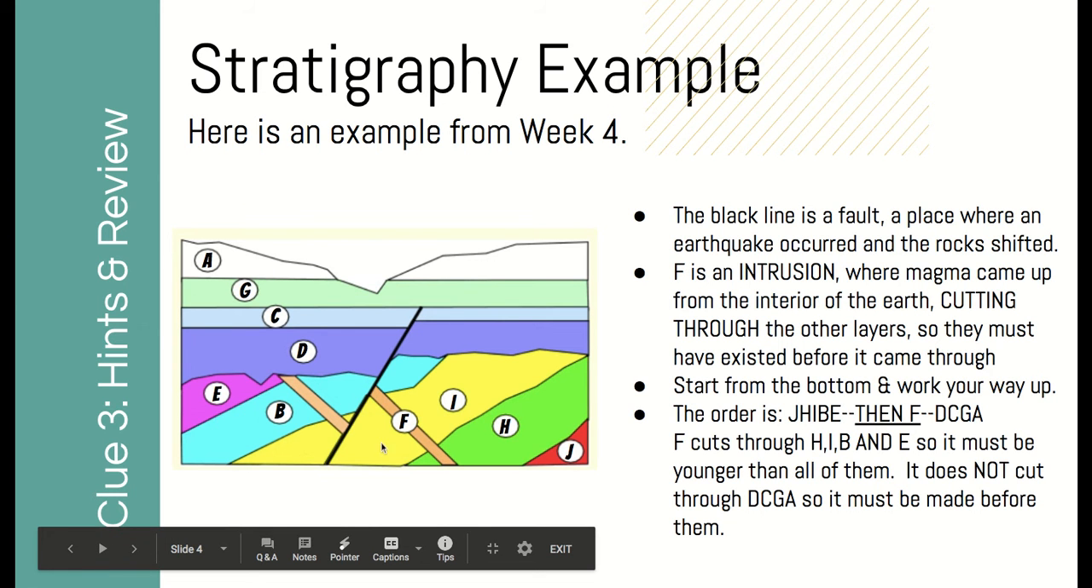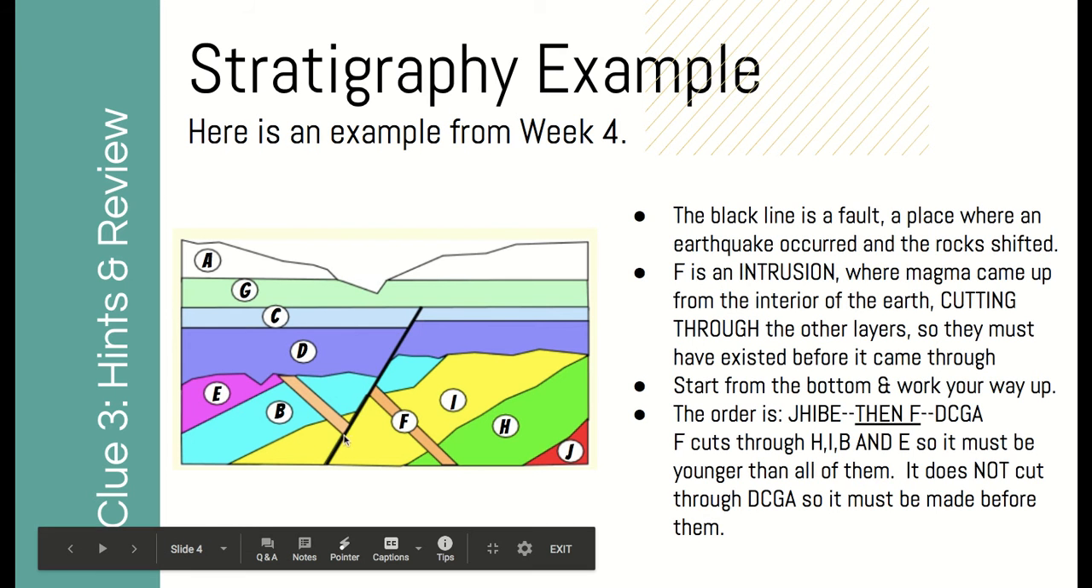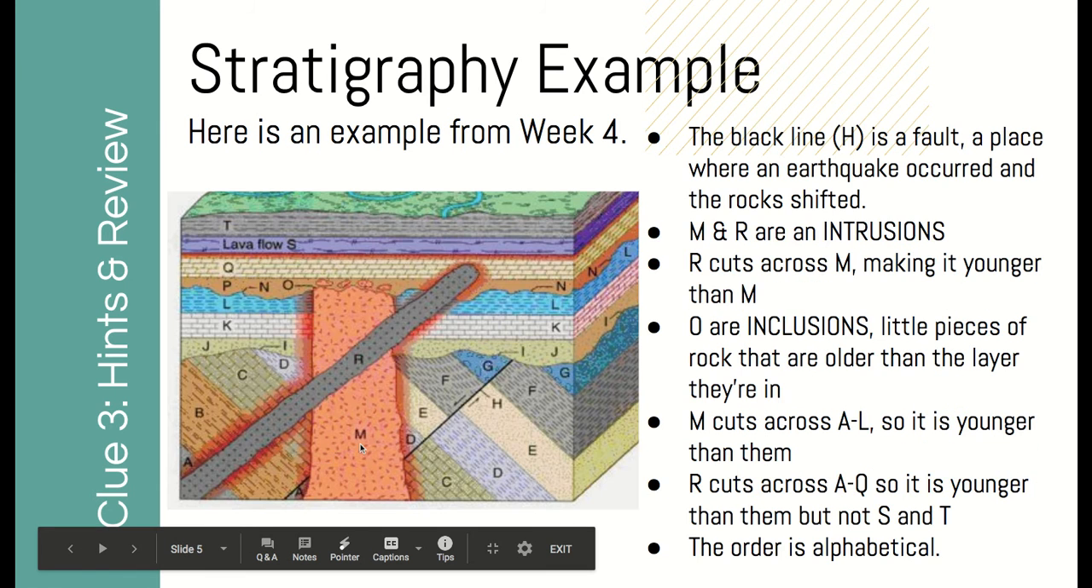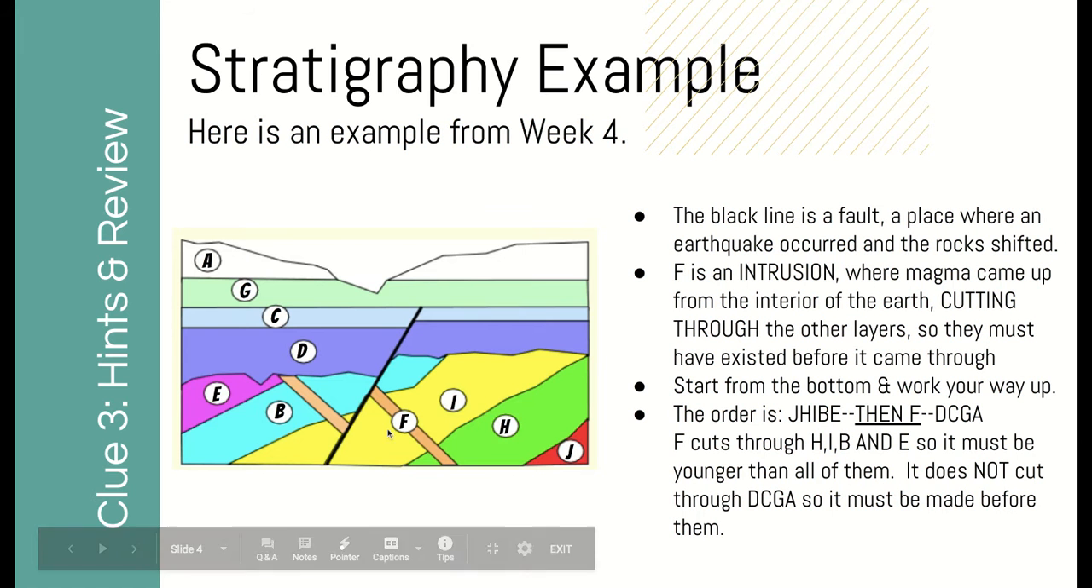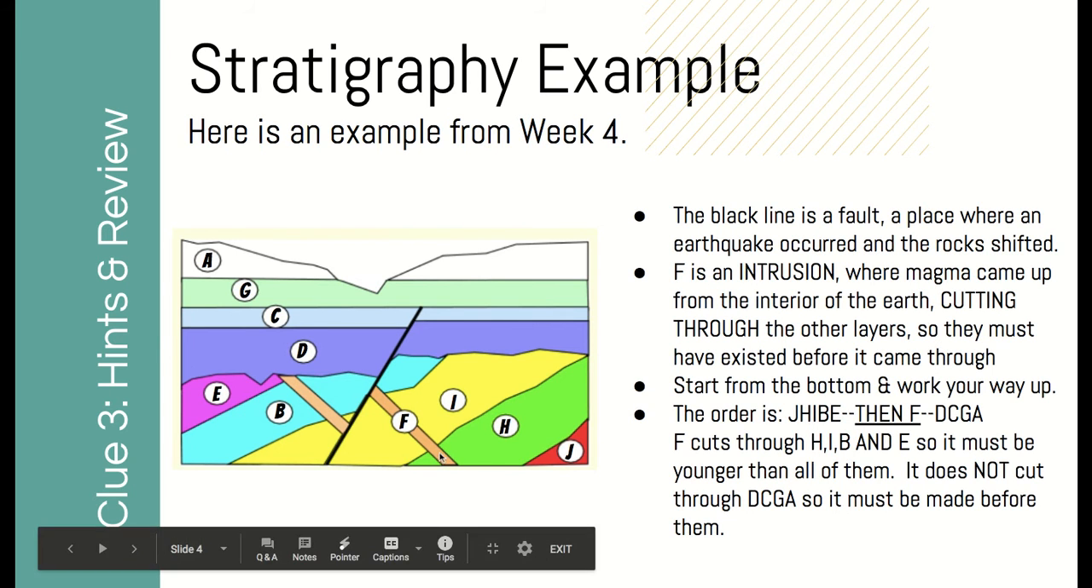Same thing, this yellow layer also used to be one giant layer, but the fault occurred after it, and so therefore it is now a little bit shifted around. So F is an intrusion where that magma rose up and eroded or dissolved the layers of rock, and it cut through it, and therefore it's a law of cross-cutting relationships. It is younger than anything that it cuts through.